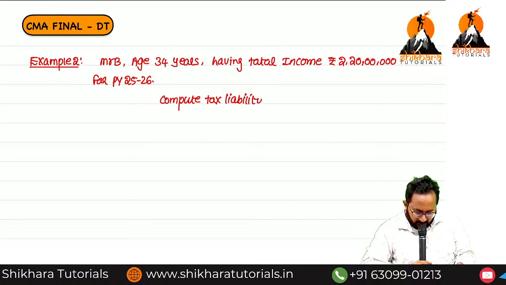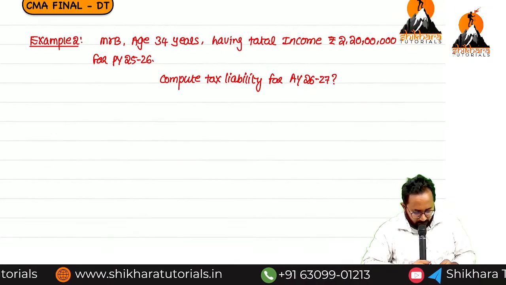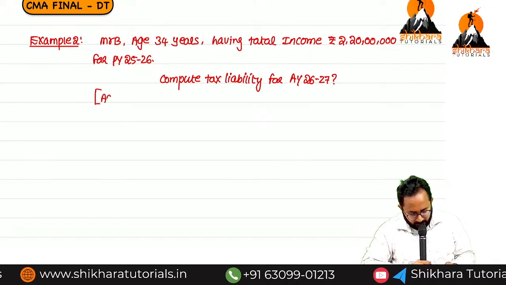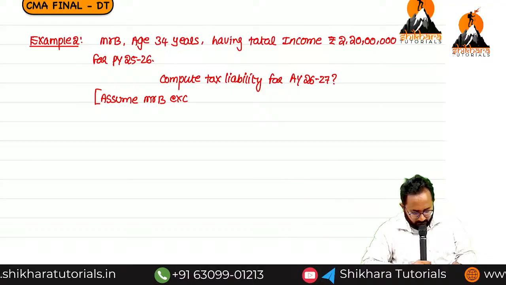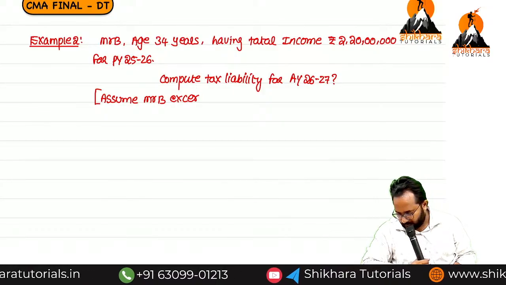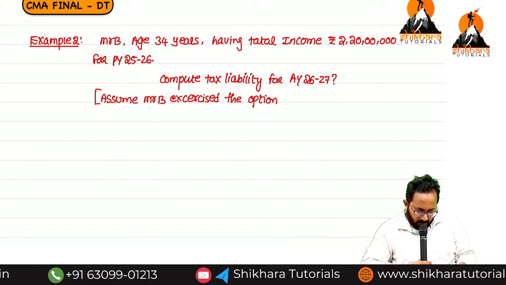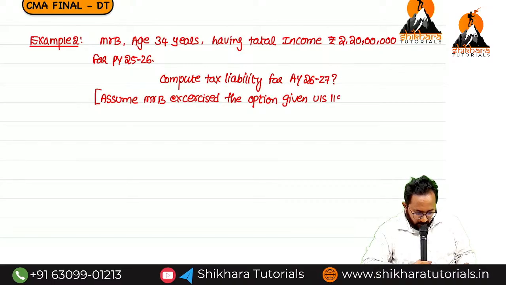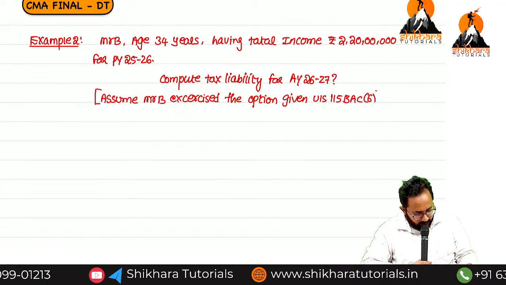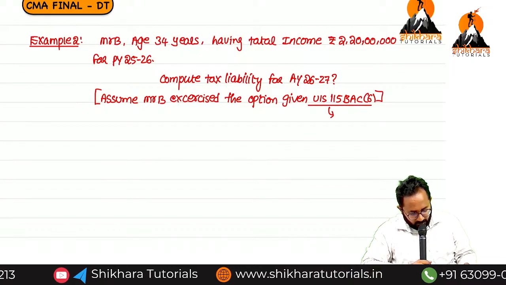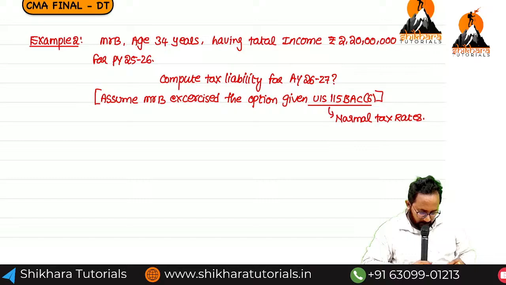for assessment year 26-27. And here also I have given the tax rates. Assume Mr. B exercised the option given under section 115BAC subsection 6. Which regime is he following? Old or normal tax rates. Yes, normal tax rates. Shall we do?